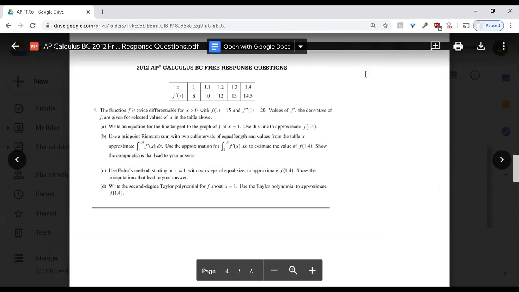Write an equation for the tangent line at x equals 1 and use this line to approximate f of 1.4. Okay, so you need a point and a slope to make a line. So we're focused on x equals 1. At x equals 1, we know that f of 1 equals 15. So we have a point. My point would be (1, 15). And I need a slope. At x equals 1, my slope, my derivative, is 8. Now that I have a point and a slope, I can make the equation of a line. Using point slope form, it's y minus y1 equals m times x minus x1.